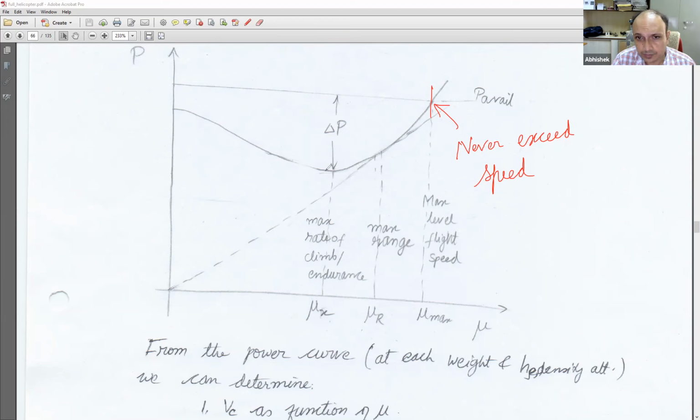So this is the point where we also get maximum rate of climb. I'll also get maximum endurance.